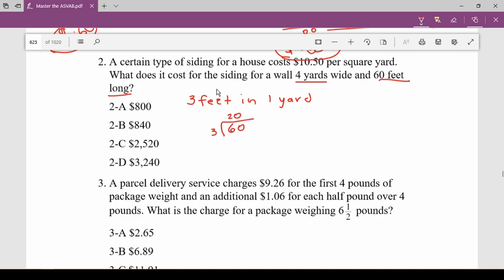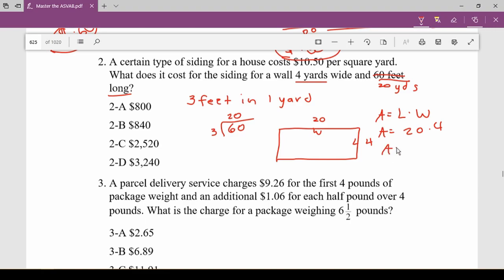So instead of what is the cost for siding for a wall of 4 yards by 60 feet, this is 4 yards by 20 yards. Okay, now we're trying to find the area of a rectangle that's 4 yards wide and 20 yards long. To find the area of a rectangle, we do length times width. In this case, that's 20 times 4, or 80.